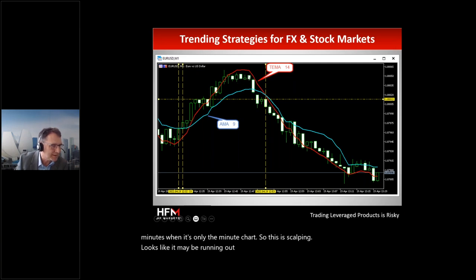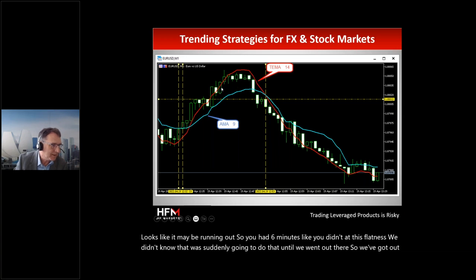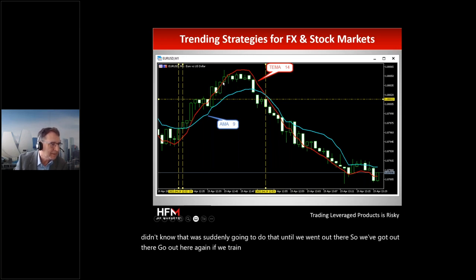So you had 6 minutes to say, well, at this flatness, we didn't know that it was suddenly going to do that until we went out there. So we'd have got out there. Again, if we've been trailing our stop loss up, we'd probably have had our stop loss round about here and it would have been taken out before that candle was closed.